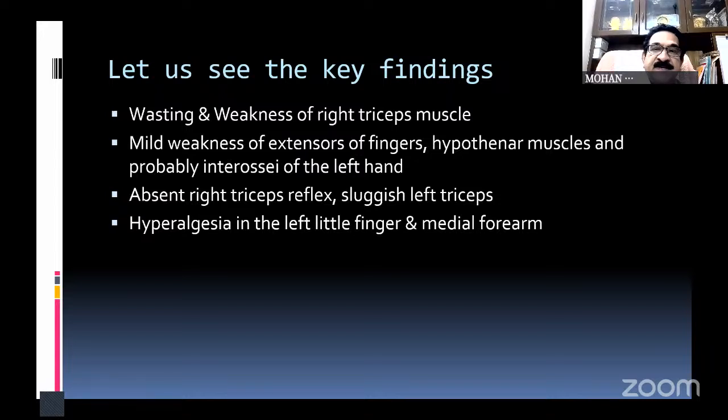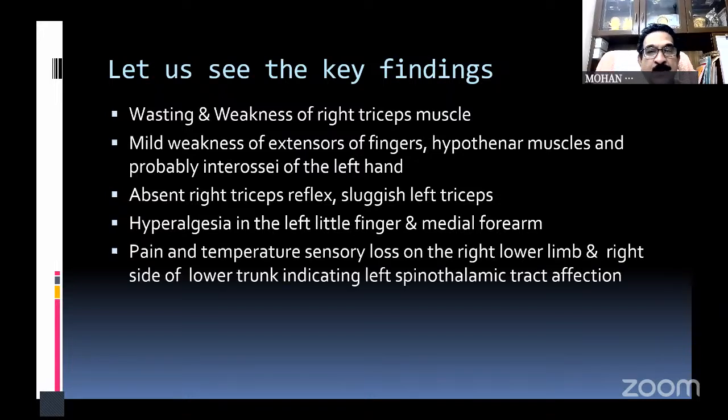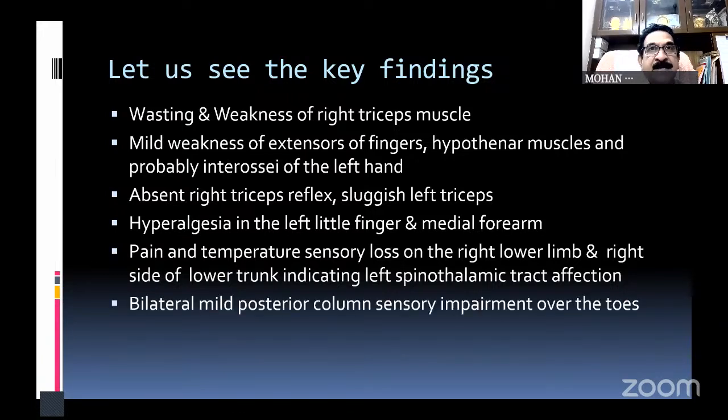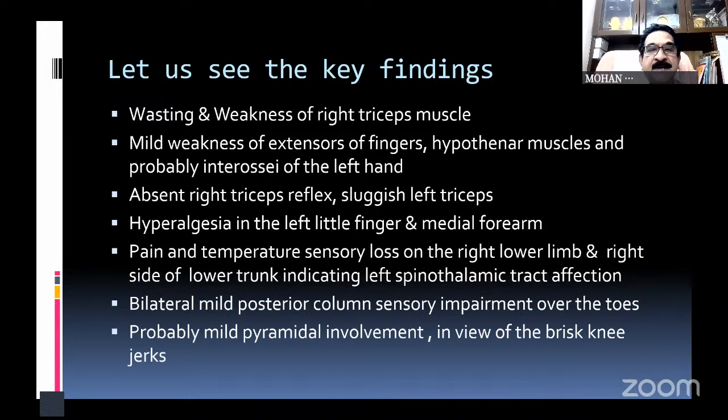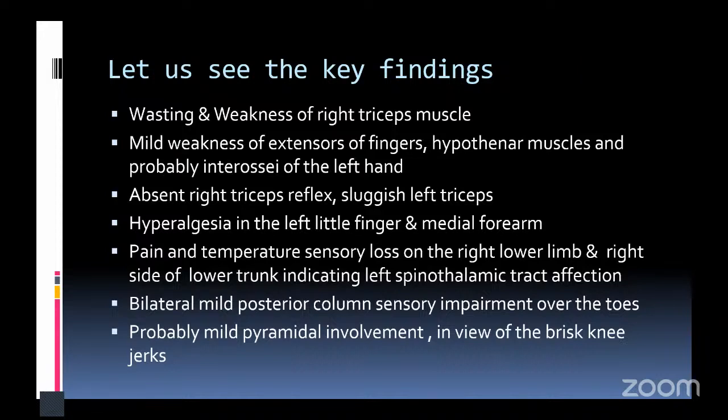Hyperalgesia in the left little finger and medial forearm. Pain and temperature sensory loss in the right lower limb, right side of the lower trunk. Bilateral mild posterior column sensory impairment of the toes. Probably mild pyramidal involvement via the brisk knee jerks and finger flexion. So these are the possible findings in this patient. So you think C7 radiculomyelopathy? Yes, sir. Okay.